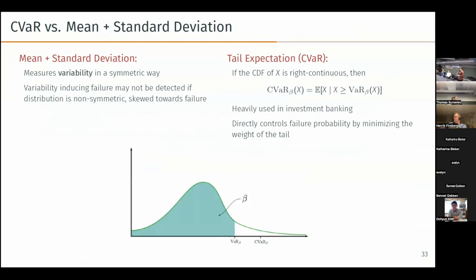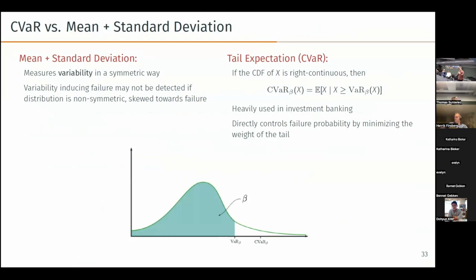Another reason you might prefer to use something else: the standard deviation is the issue here, because it measures the variability in the objective in a symmetric way. And in a lot of problems, you care about variability at one end of the distribution and not the other.